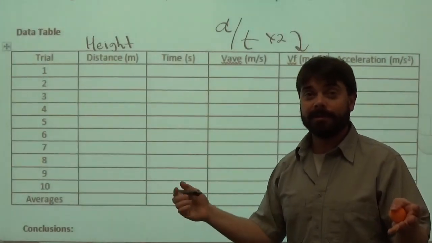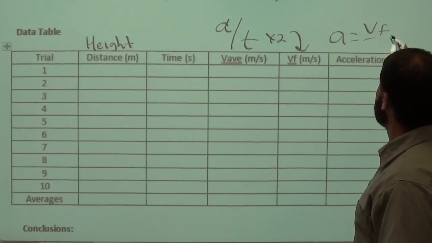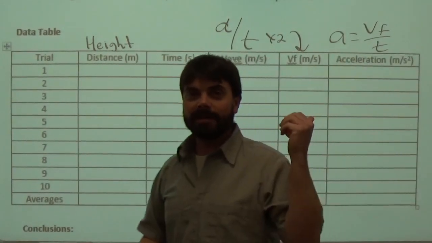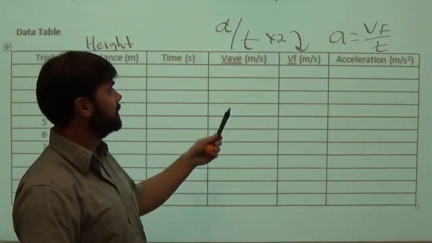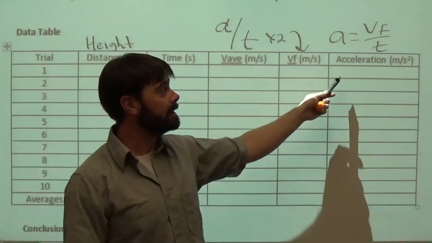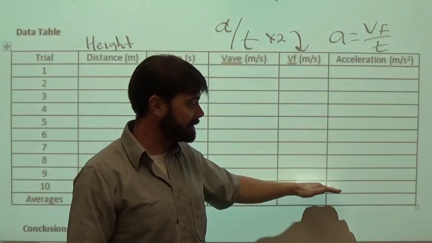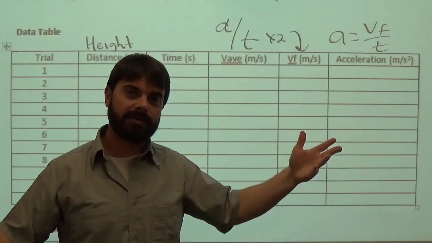So your real equation for acceleration is just velocity final divided by time. So you will have a velocity final here, and you will have a time over here. Divide that out and see what you get. When you're done, you'll add up all of your accelerations and divide by 10 for all 10 trials.